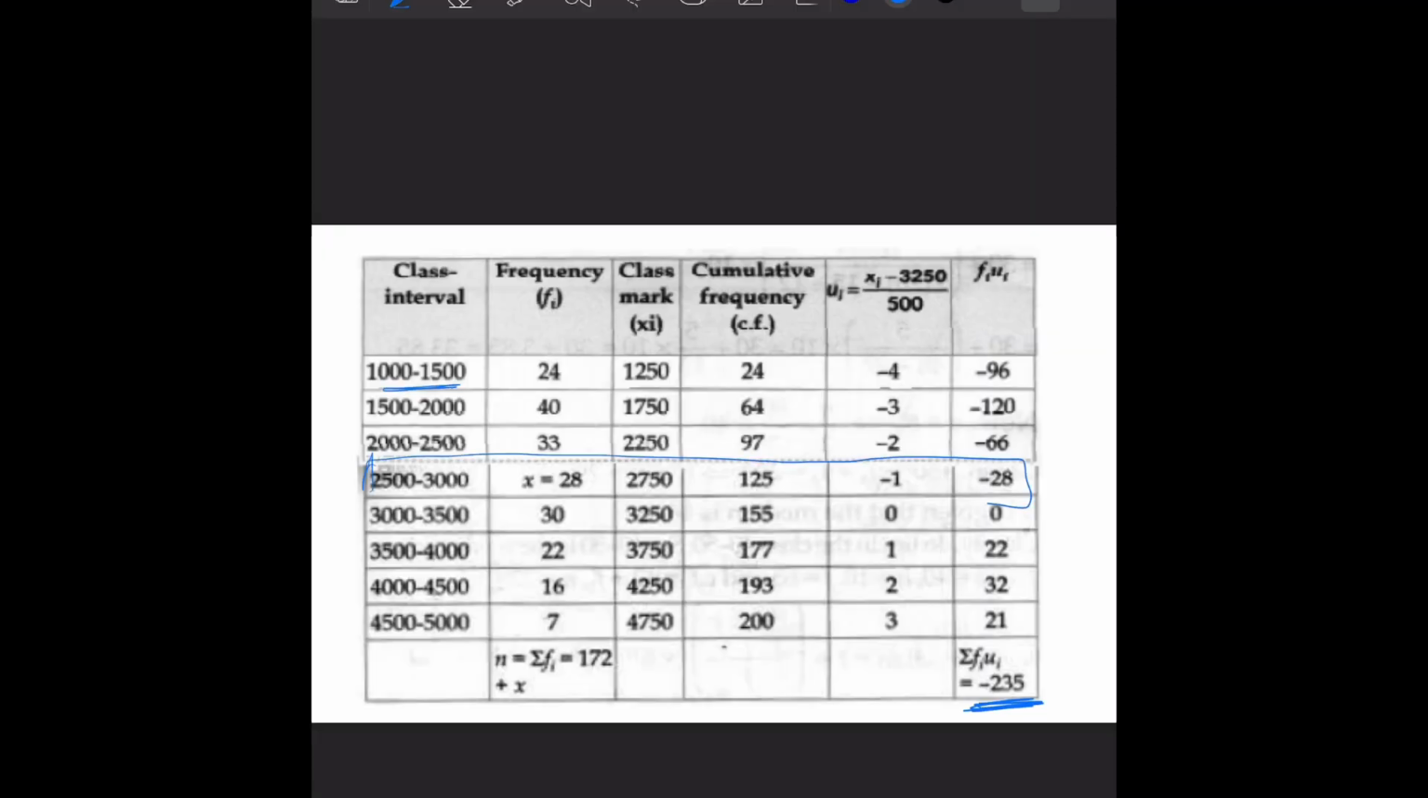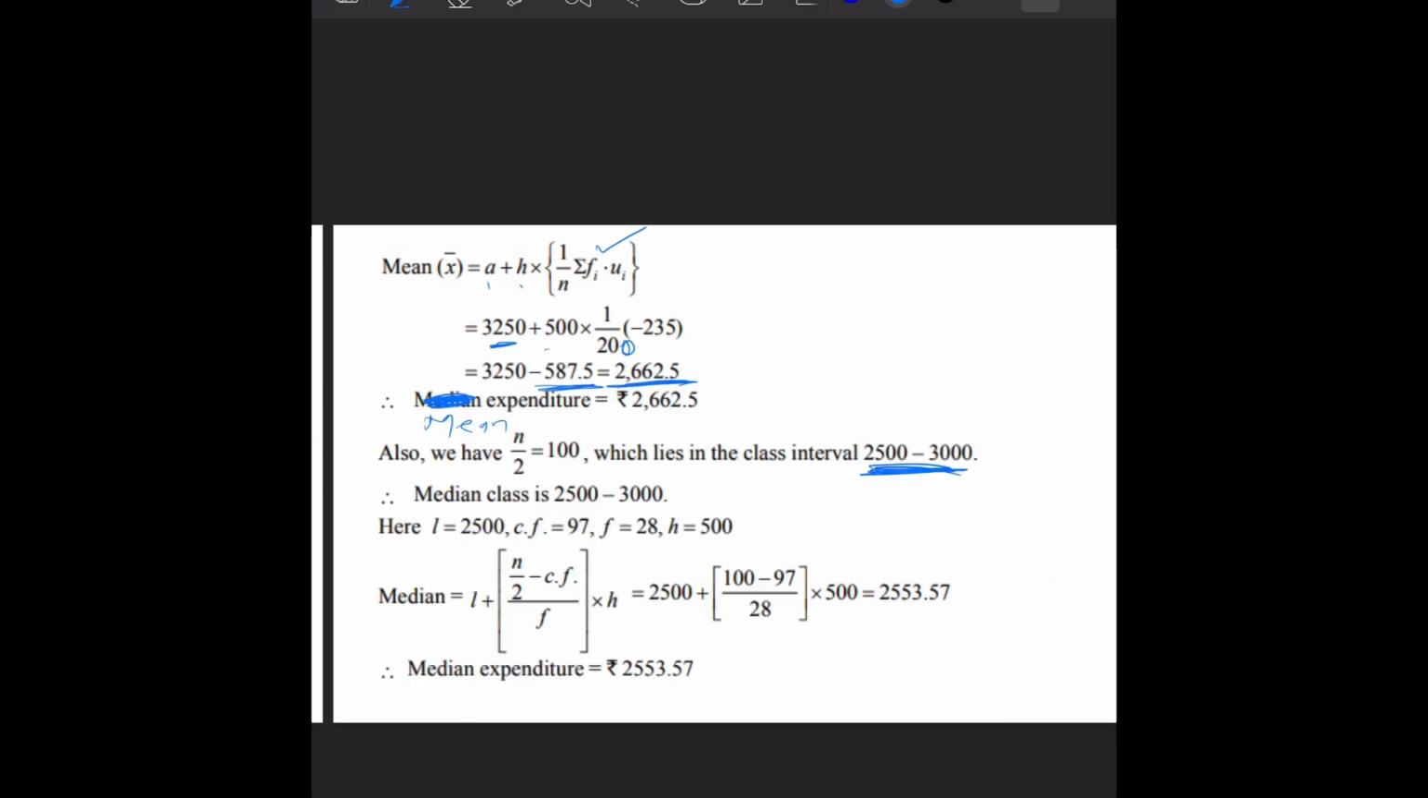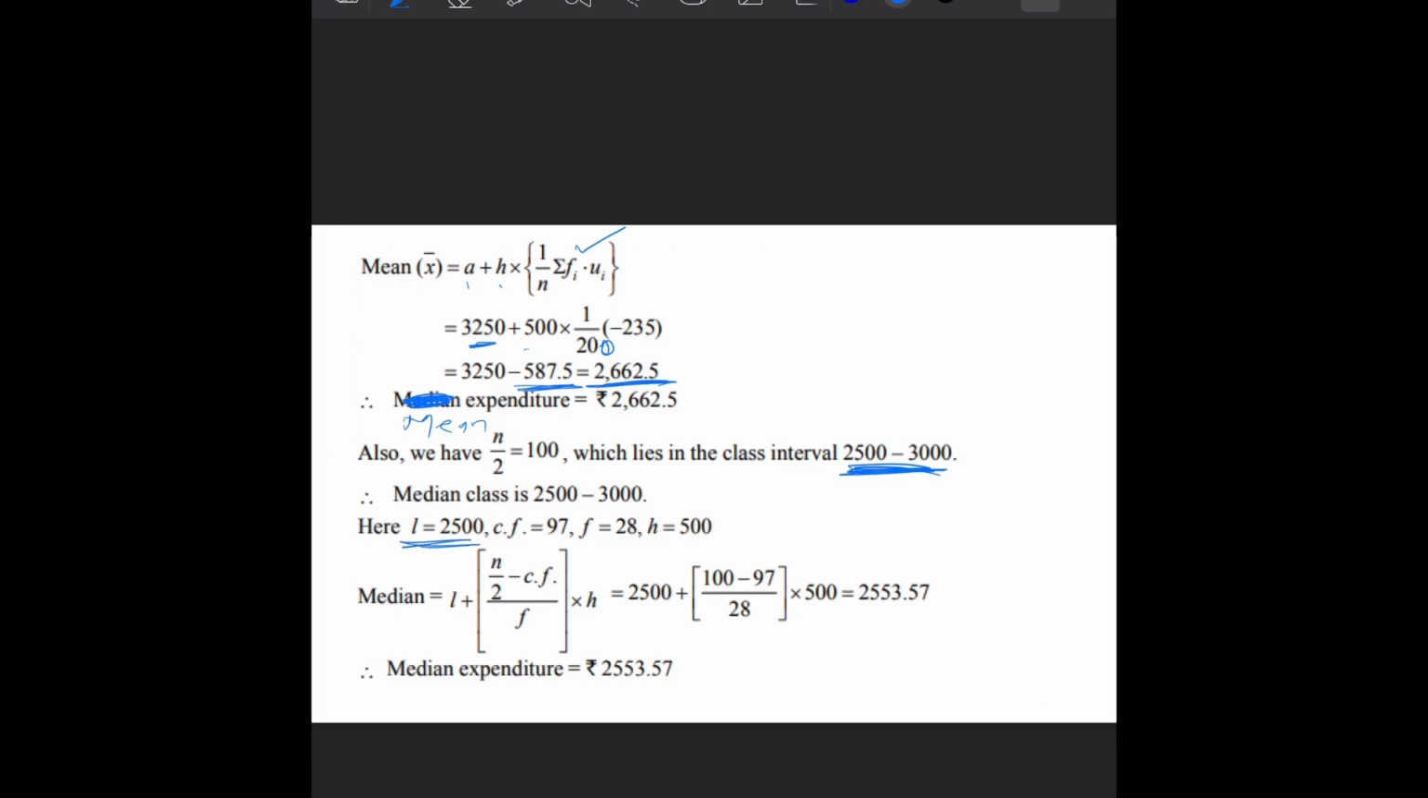This will be your column, right? So what is small l? Small l will be 2500. CF, cumulative frequency, will be 97. Small f is 28. Small h is 500. What is the median का formula? Small l plus n by 2 minus CF upon f into h. Small l is 2500 plus, what is n by 2? 100. What is cumulative frequency? 97. What is small f? 28. What is h? 500. After calculating this, you will get the median expenditure.